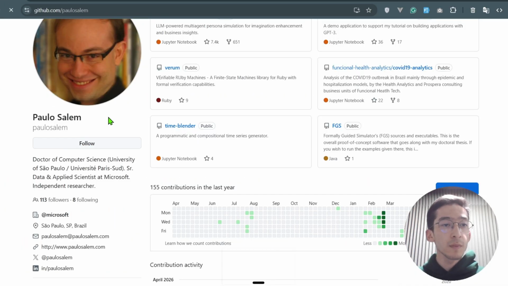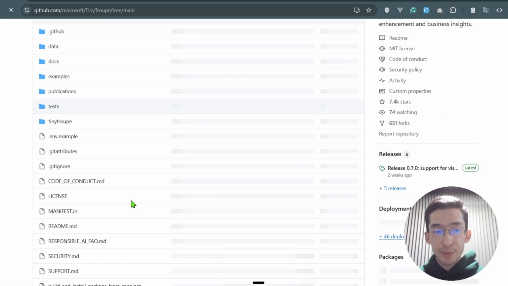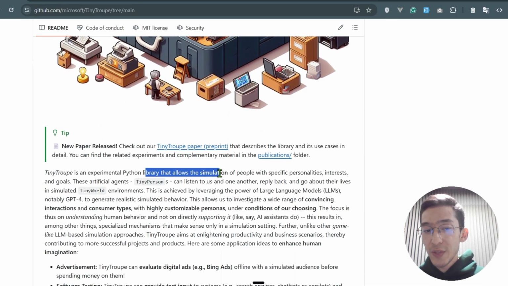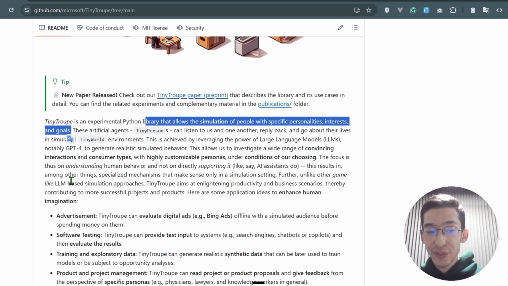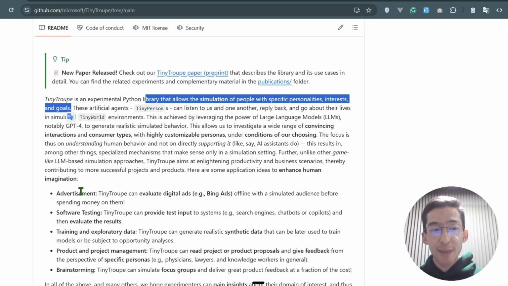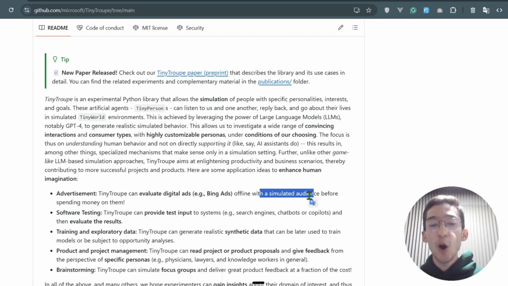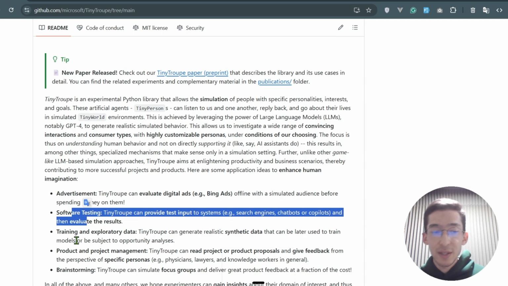Okay. And what is TinyTroupe? TinyTroupe is a library that allows the simulation of people with specific personalities, interests, and goals. And one of the applications is in advertisement. TinyTroupe can evaluate digital ads by simulating an audience before spending the money on them. And it can also be used in software testing, etc. But we will focus on advertisement.